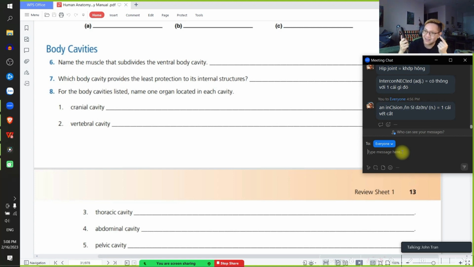I think it's the eye. The eye? Because the eye, the orbital cavity is actually very easily affected. The eyes, it's very easy to get damage. Be careful. Cái con mắt nó là cái mà cực kỳ dễ bị hại luôn á, dễ bị tổn hại luôn á.